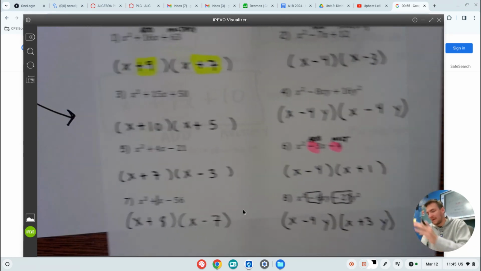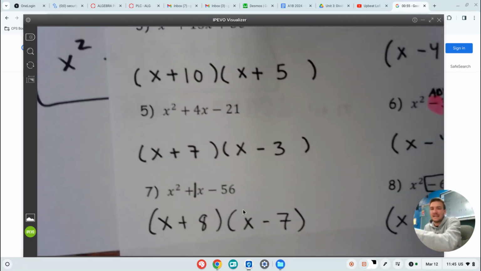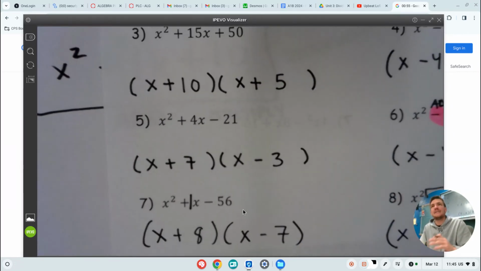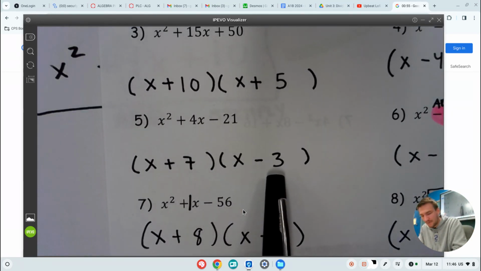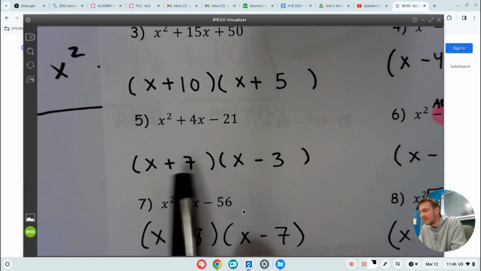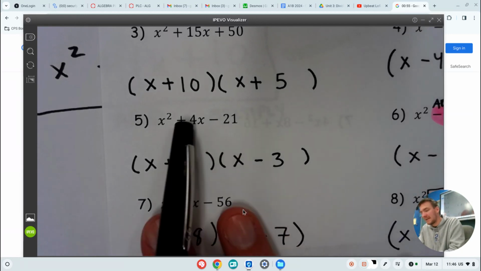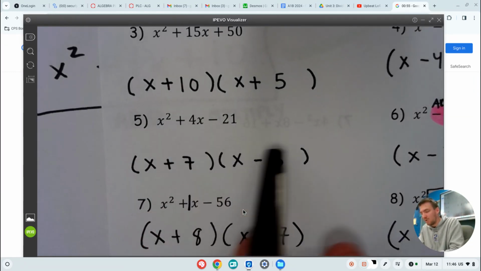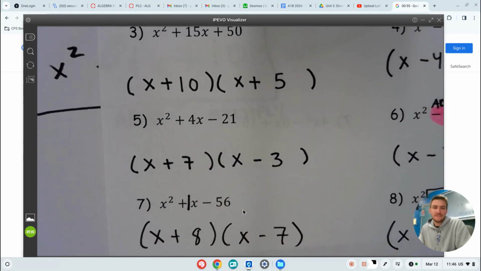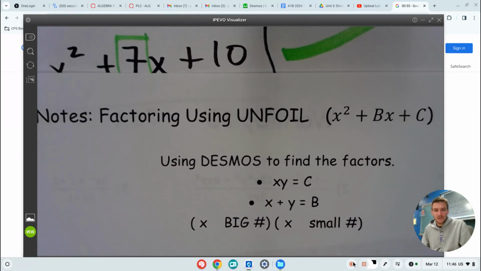I just want to point out one last time, these are not random numbers that Desmos is making up, right? Desmos is just solving the puzzle. What is 7 plus -3? It's 4. And what is 7 times -3? It's -21, right? This is still the same puzzle we talked about. Add them up, multiply them. We just use Desmos to solve the puzzle. All right, that is trinomial factoring, aka unfoil. Not too bad.